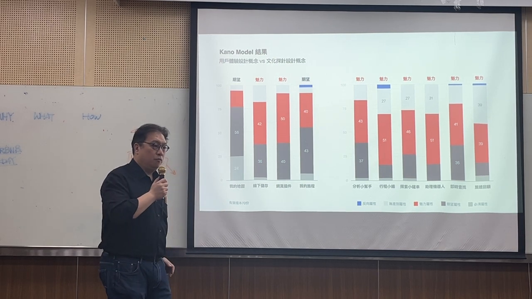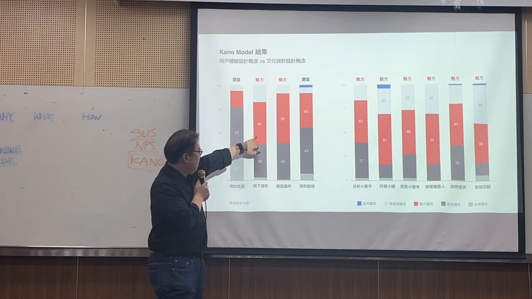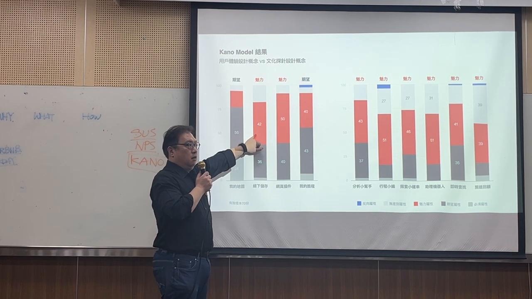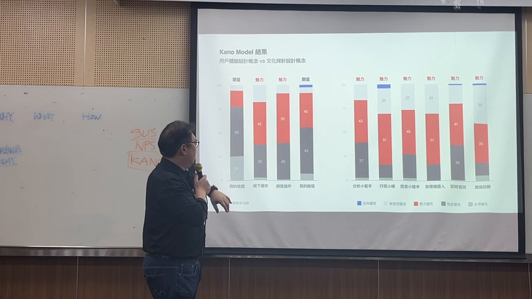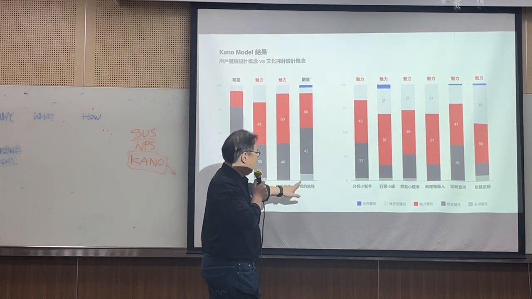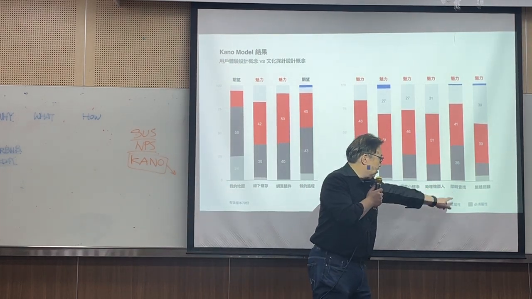Second is one-dimensional, because attractive is something you do for extra, so you can leave it for later. So what is one-dimensional?